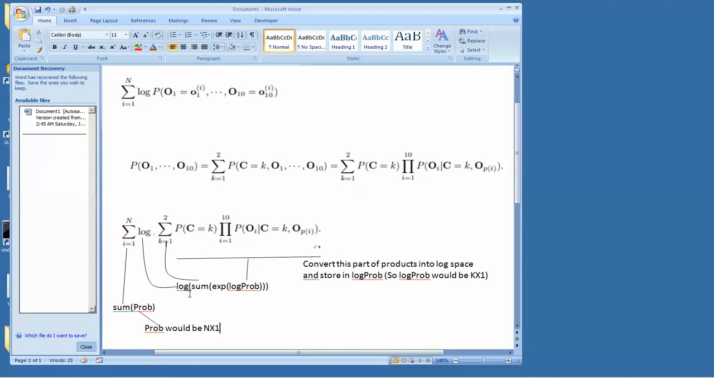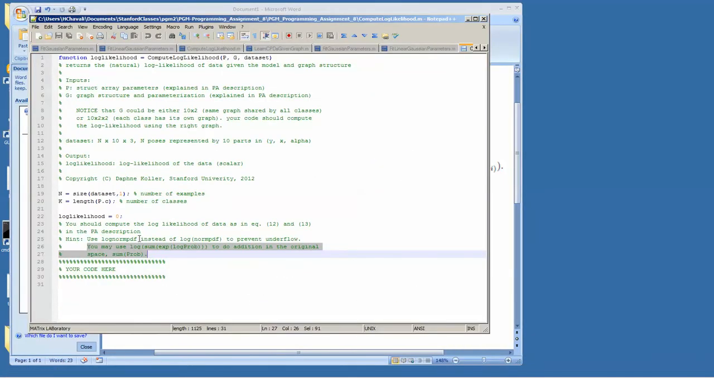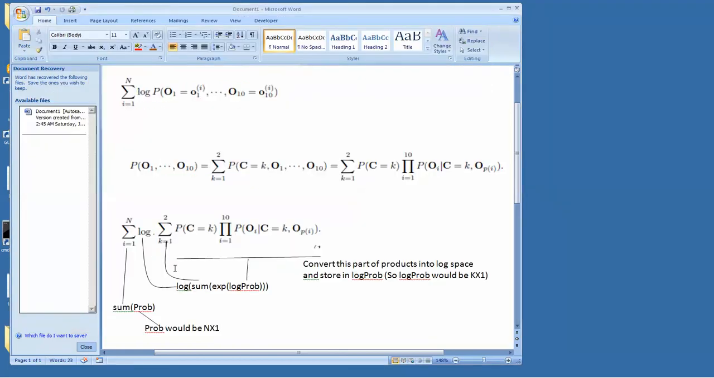Now remember in your hint, they said log of sum of exp of log prob, right? If you look at the hint, they're saying you may use log of sum of exp of log prob to do the addition in original space, comma, sum of prob. What are all these things? Let's try to understand. This log prob is basically this product that I underlined with this line right here. So you convert this part of products into log space and store it in log prob.